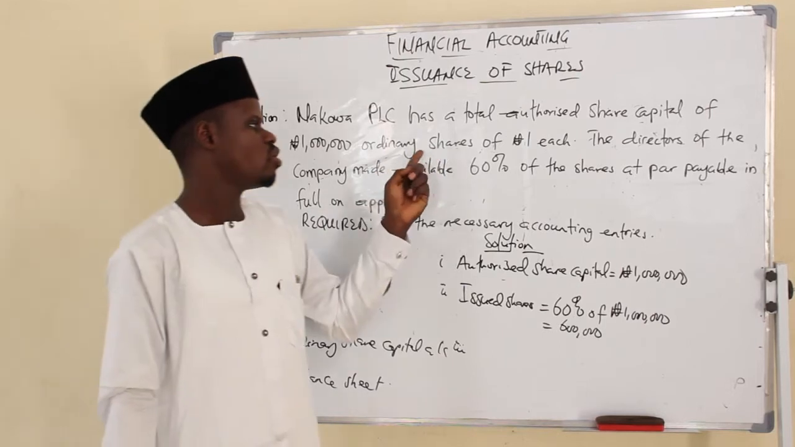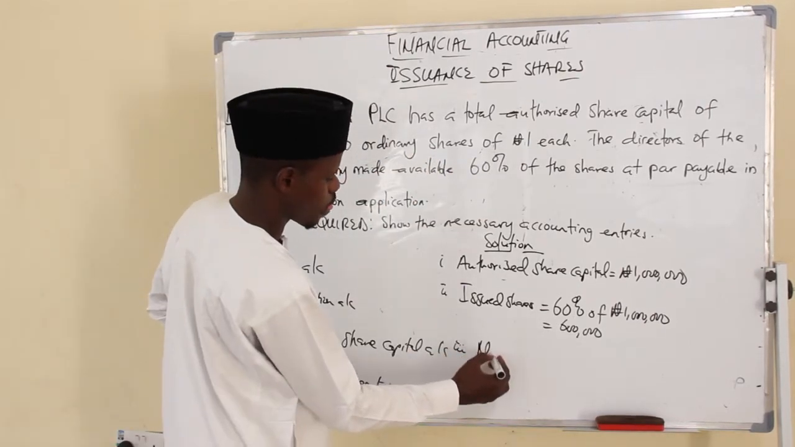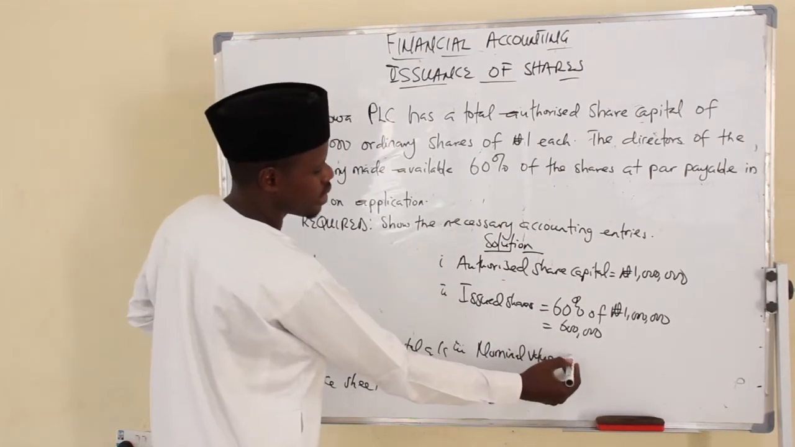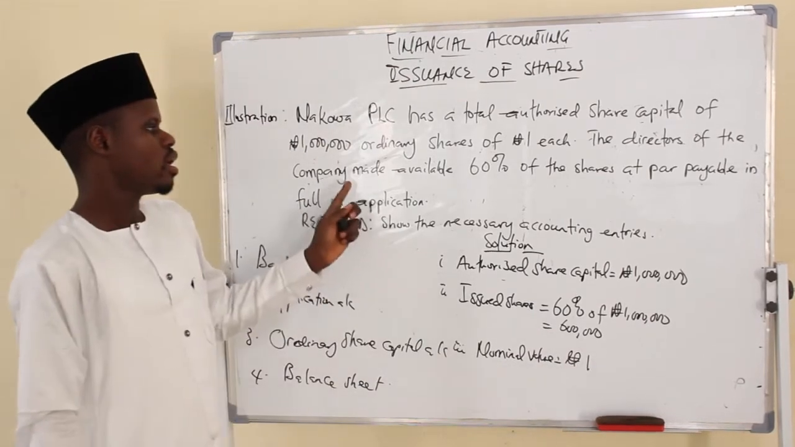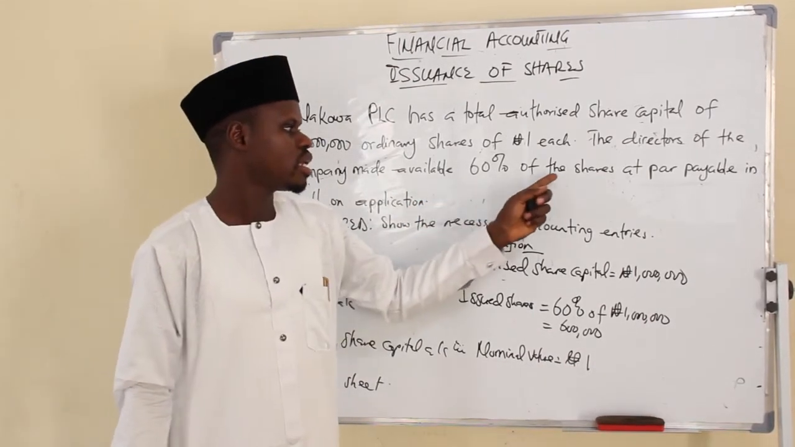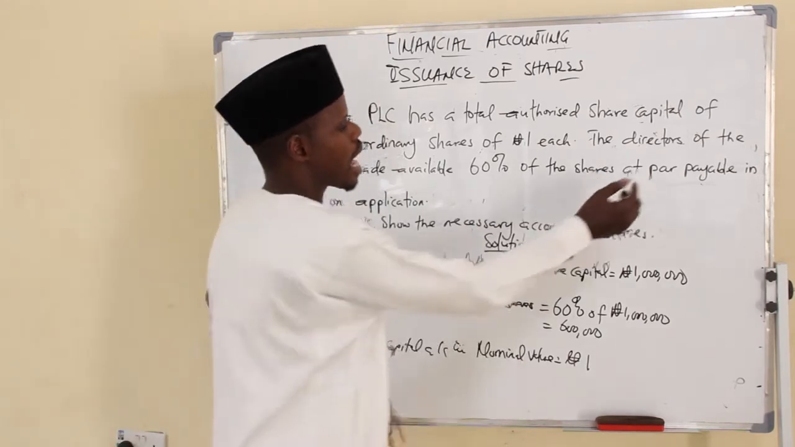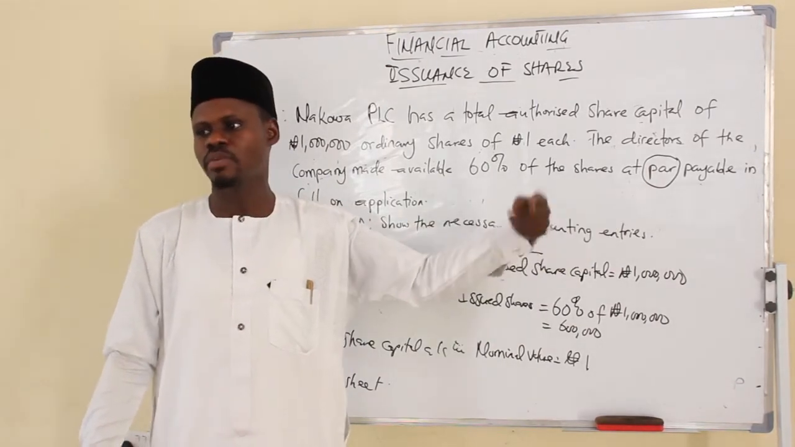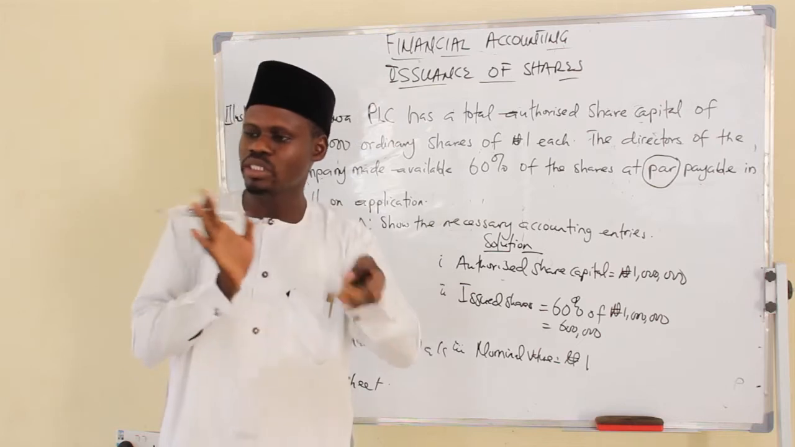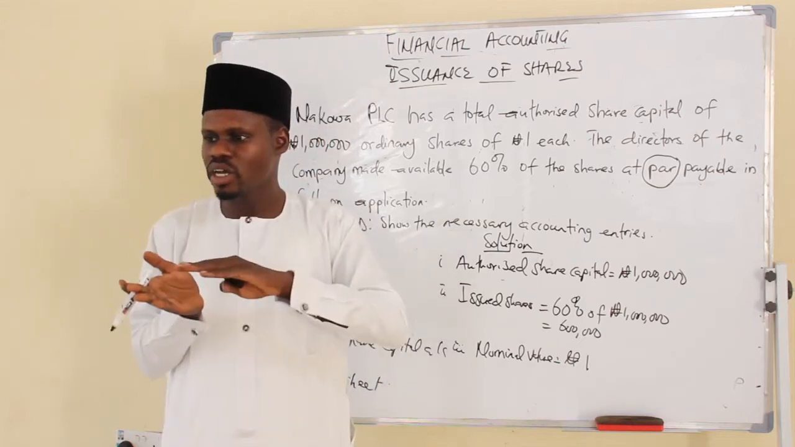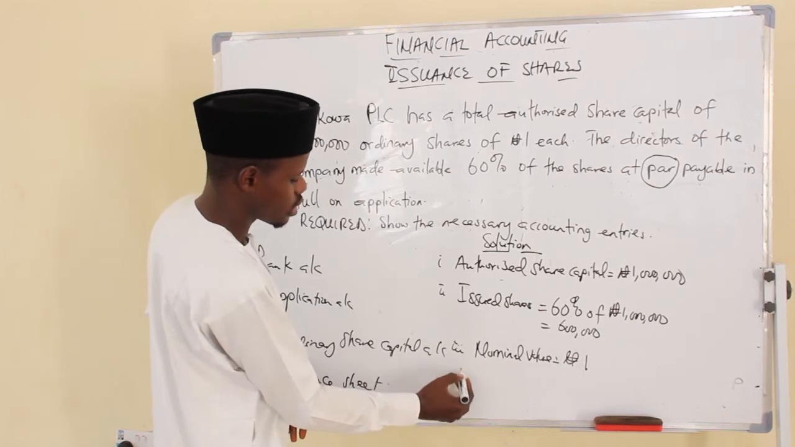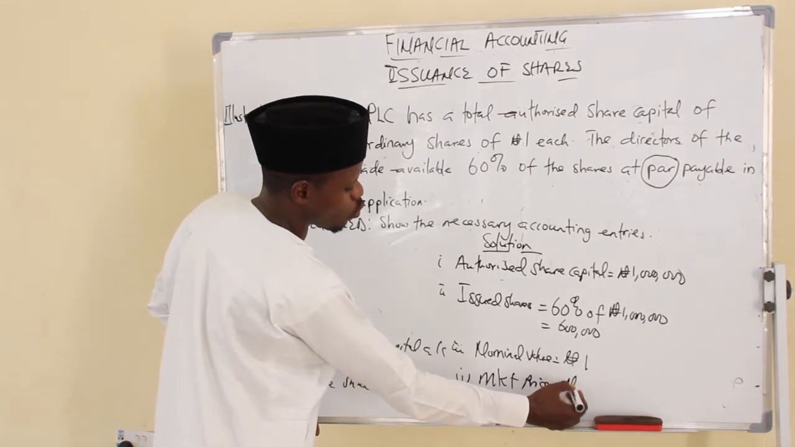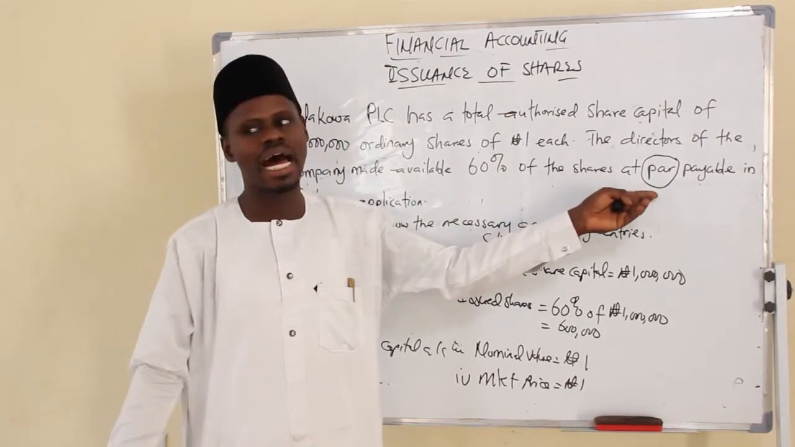Third, what is the nominal value of these ordinary shares? We said it's 1 naira each. And likewise, we are told that the board of directors decided to sell the shares at par. Now, earlier on, I said when the board of directors decide to sell your shares at par, it means the nominal value is equal to the market price. So it means the market price of such shares will be 1 naira, since they said they are selling the shares at par.